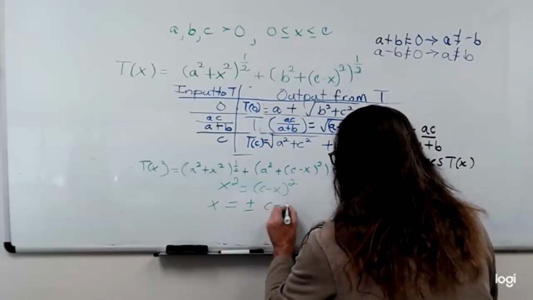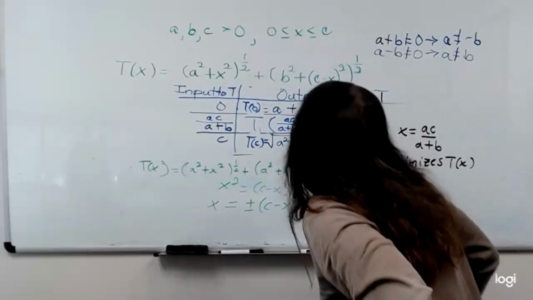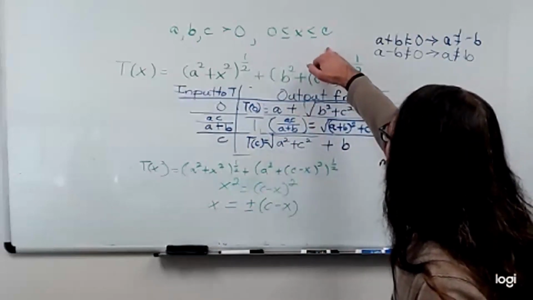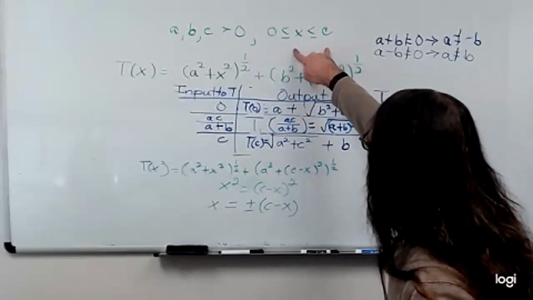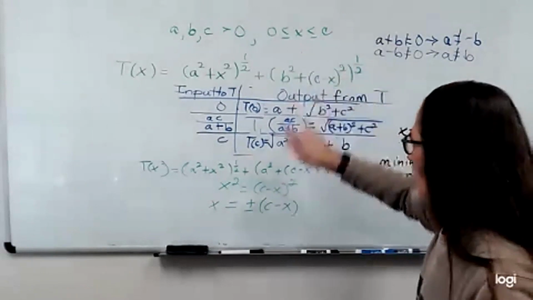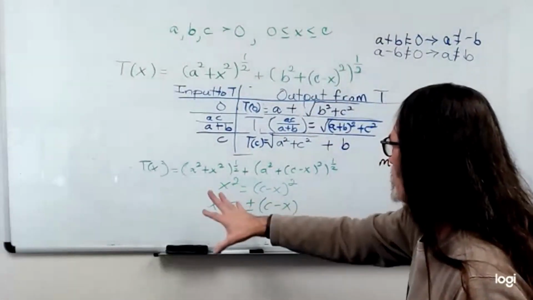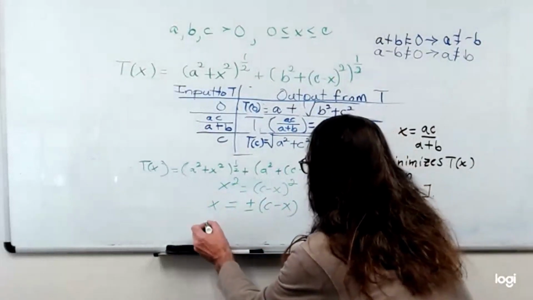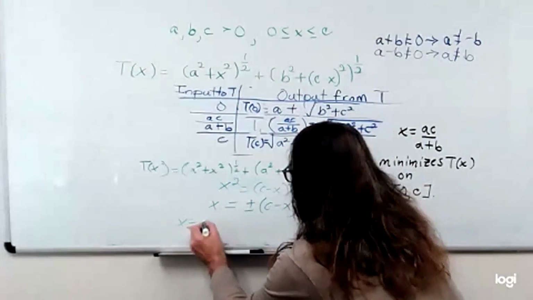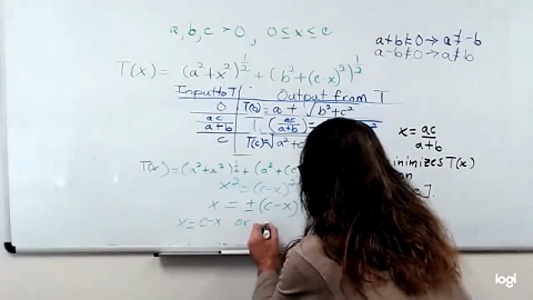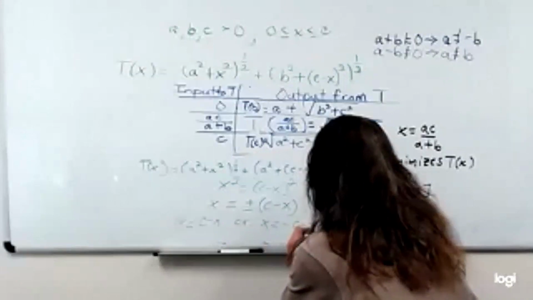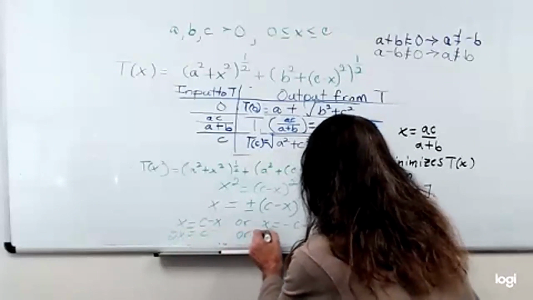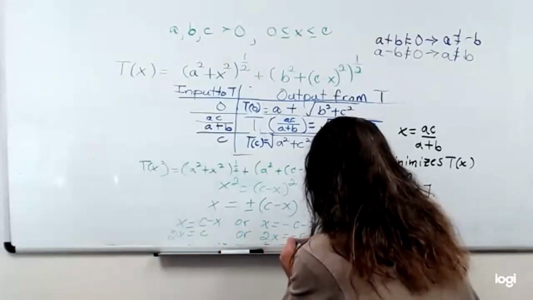c minus x. Now, by the way, remember that x is not negative. And since c is greater than or equal to x, c minus x will be non-negative. So that when I take these square roots, then we don't have to worry about imaginary numbers. Okay, so this means that either x is equal to c minus x, or x is equal to negative c minus x, giving us either 2x equals c, or 2x equals negative c.